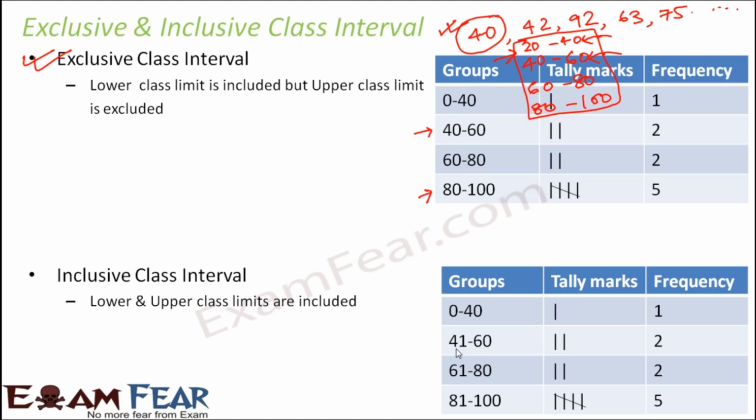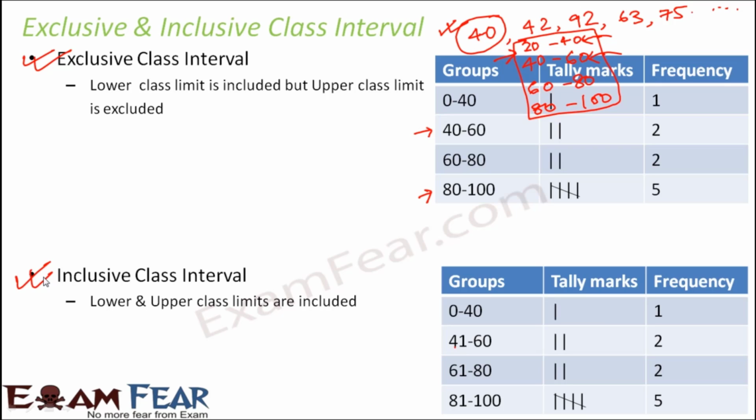So the next group should start from 41, right? Because in this case, 40 is already included here. In this 41 to 60, 60 is included here. So the third group should start from 61. Again 80 is included here, so the fourth group should start from 81 and so on. Now this is how you distinguish between exclusive and inclusive class intervals.